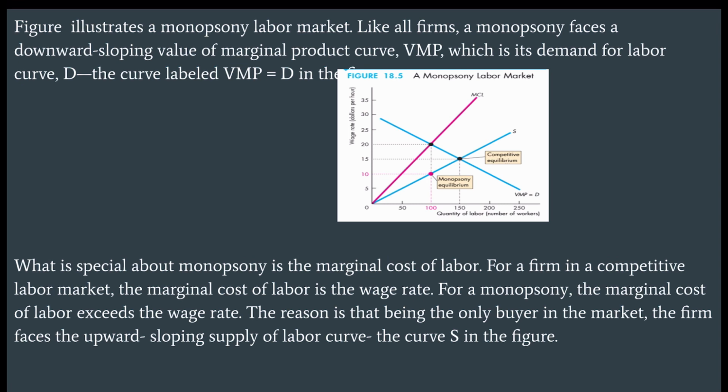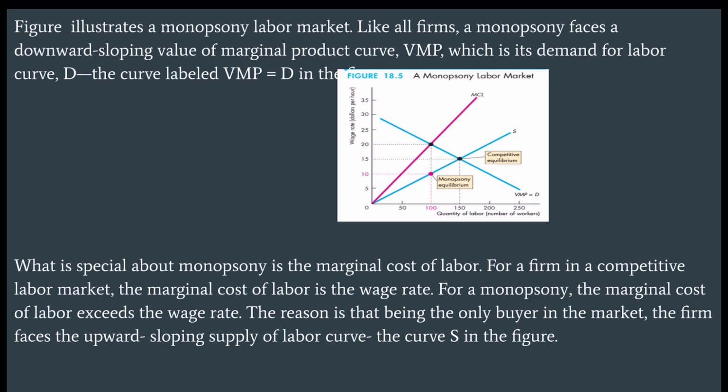The figure illustrates a monopsony labor market. Like all firms, a monopsony faces a downward sloping value of marginal product curve, VMP, which is its demand for labor curve D. The curve labeled VMP is equal to D in the figure. What is special about monopsony is the marginal cost of labor. For a firm in a competitive labor market, the marginal cost of labor is the wage rate. For a monopsony, the marginal cost of labor exceeds the wage rate.